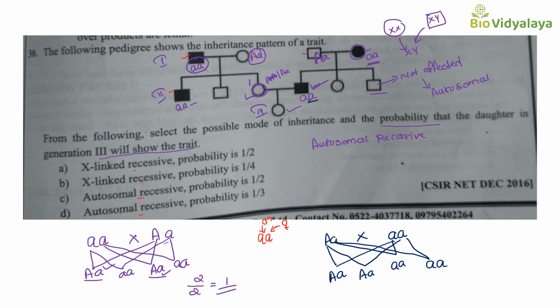So out of 4, how many are affected? 1, 2. 2 are affected. 2 by 4. 2 by 4 means 1 by 2.